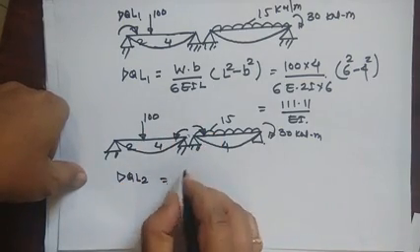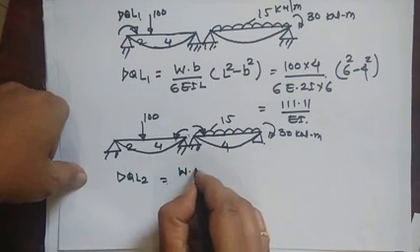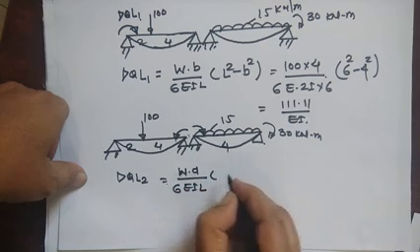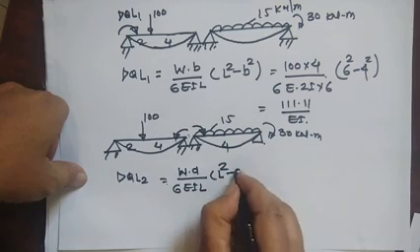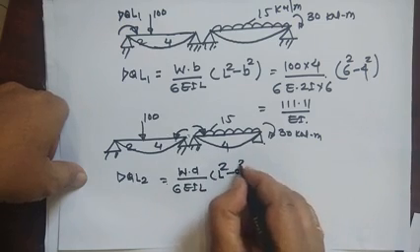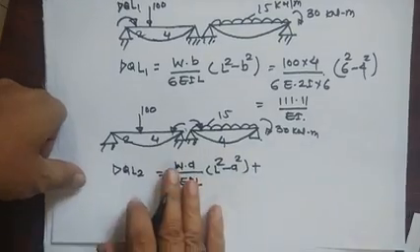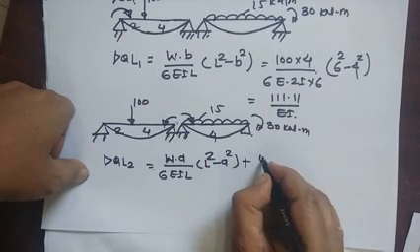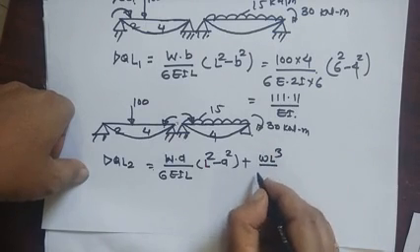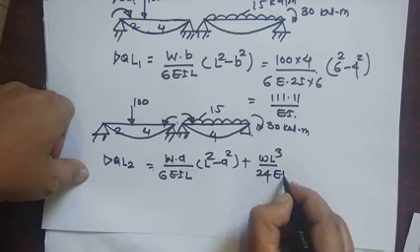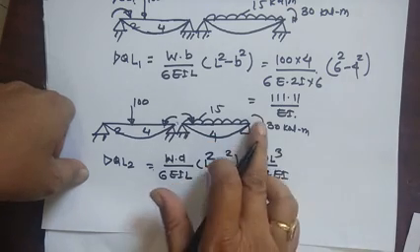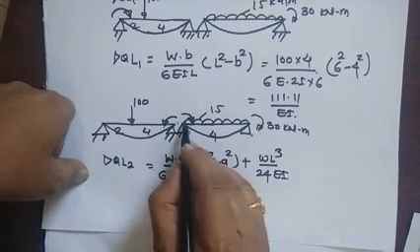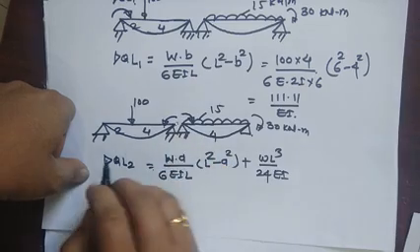So due to this load what is the formula? W A divided by 6EIL into L square minus A square. Then plus, due to this load, W L cube divided by 24 EI. Now this force or this rotation also produces the rotation at this DQL2.